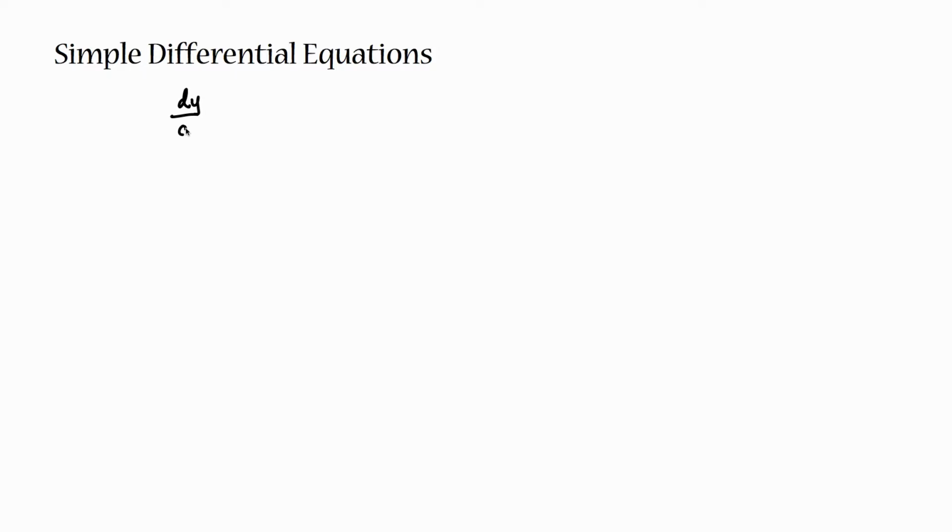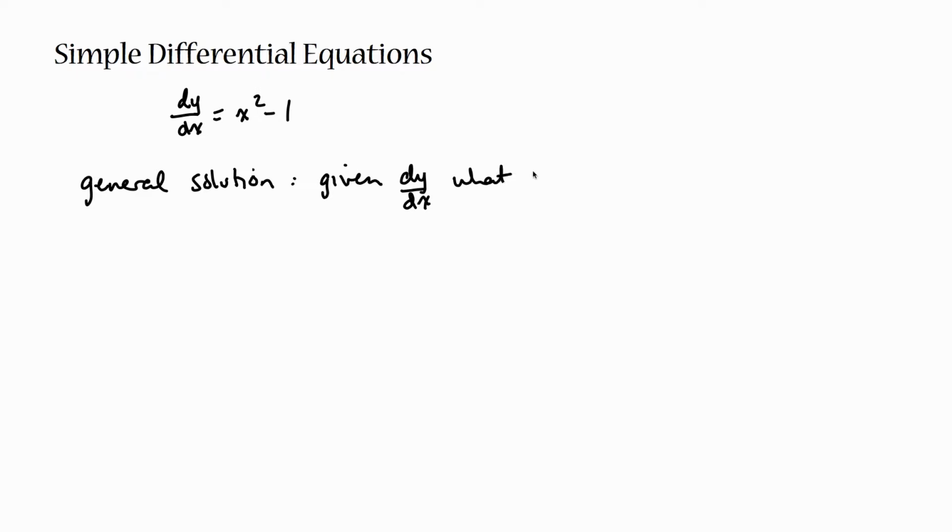Let's say we know that dy by dx is equal to x squared minus 1. If this is my model for how something defined by y changes with x, there are three basic things I'm going to want to know about how this differential equation behaves. You might want to know the general solution, which is just, given some expression for the differential, what is y?